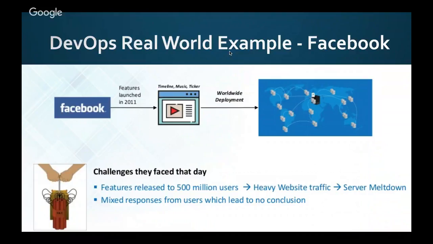They couldn't come to a conclusion because they were not able to process the data properly. And there was a mixed response and there was a server meltdown. So somehow it was not a Facebook kind of thing, and users were pretty upset with this update and the way it was rolled out. So what was done by Facebook?